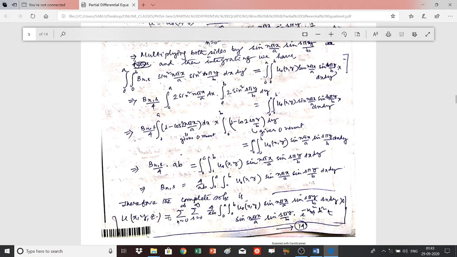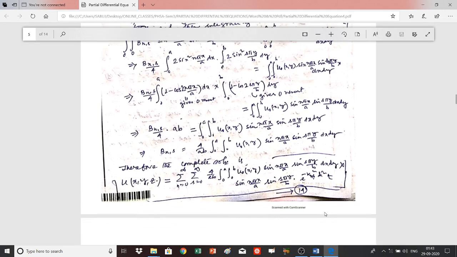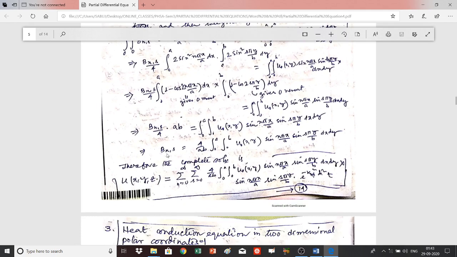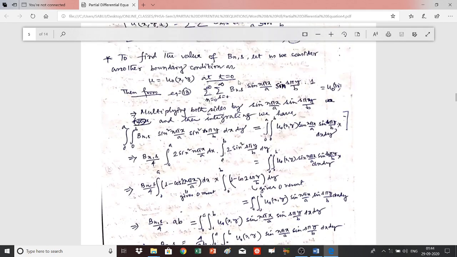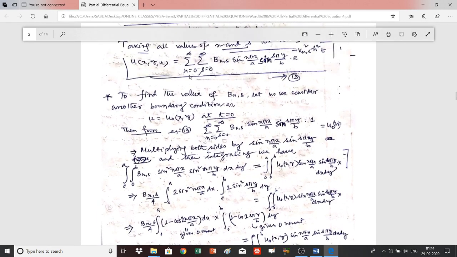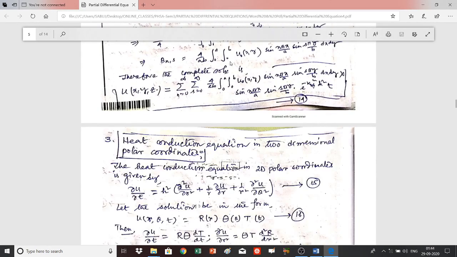U(x,y,t) is equal to the sum over n equal to 0 to infinity, s equal to 0 to infinity, of 4 by ab, the integral 0 to a, 0 to b of u0(x,y) sin(n pi x by a) sin(s pi y by b) dx dy, into sin(n pi x by a) sin(s pi y by b) into e to the minus k_ns h square t. This is the complete solution. Just use the value of b_ns in this expression, in equation number 13. So this is the complete solution of the heat conduction equation in the two-dimensional case.